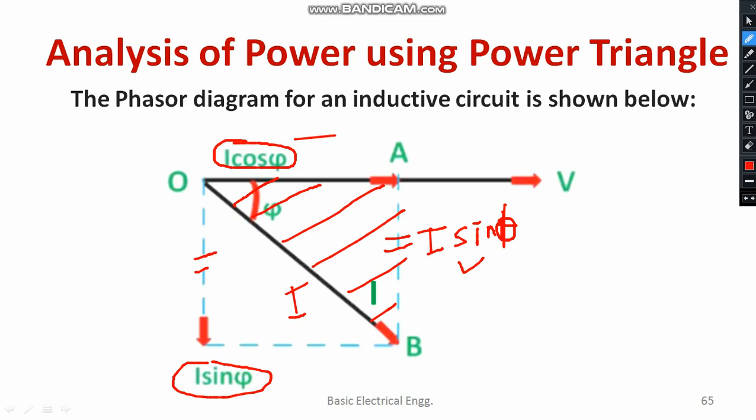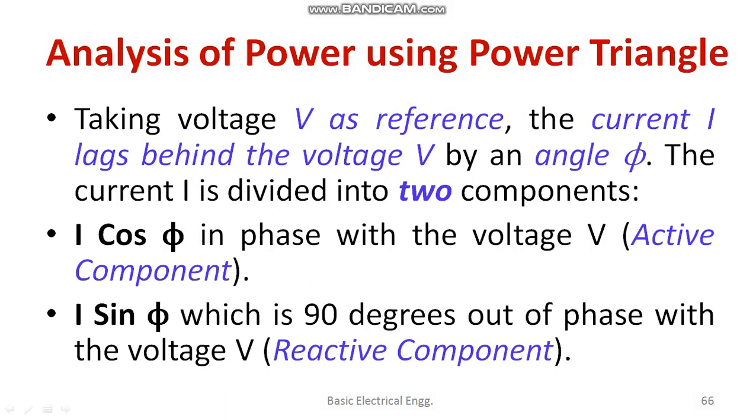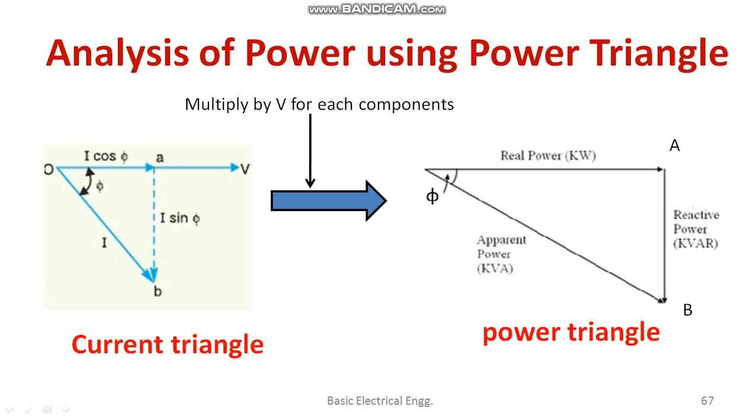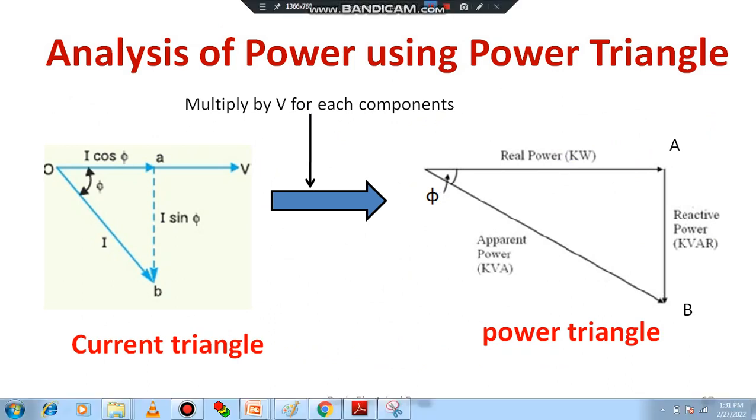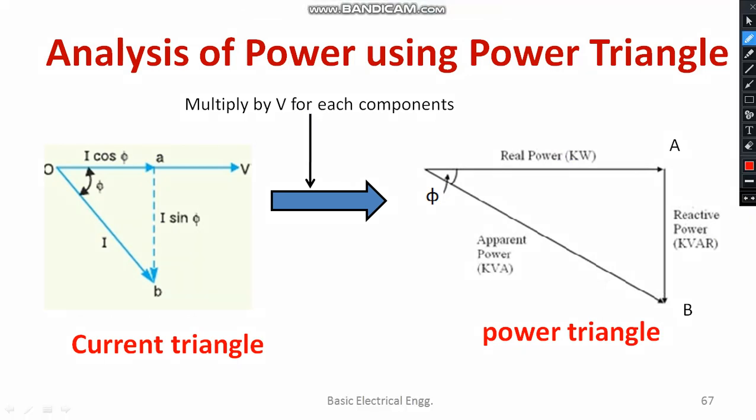Do one thing. Multiply each side of the current triangle by the voltage V. You know voltage V. Let us multiply the voltage V with all the sides of the current triangle. Now how can we modify? Let us see. I'll be multiplying each side of the current triangle by the voltage V. So first let us multiply I cos phi with V. What will you be getting? I'll be getting VI cos phi.